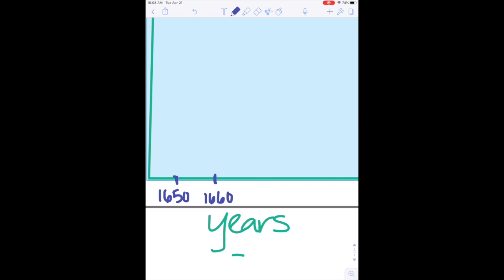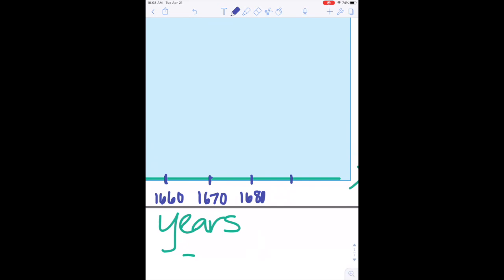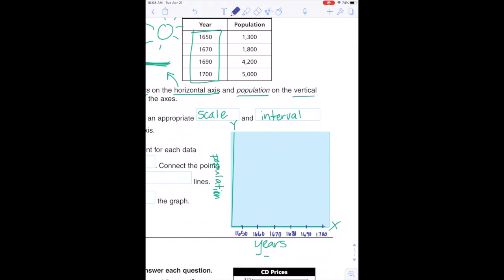1660, 1670, 1680, 1690, 1700. All right, so we got our years plotted on there.